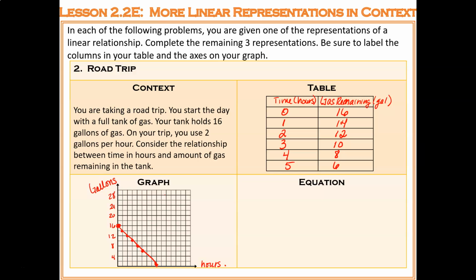Okay? So now all we have left is the equation. So we need the rate of change and the initial value. Well, we said the rate of change was losing 2 gallons, so it's -2. And the initial value is where we started, the gallons we started with, which is 16. So when we go to this format, we have y equals -2x plus 16.